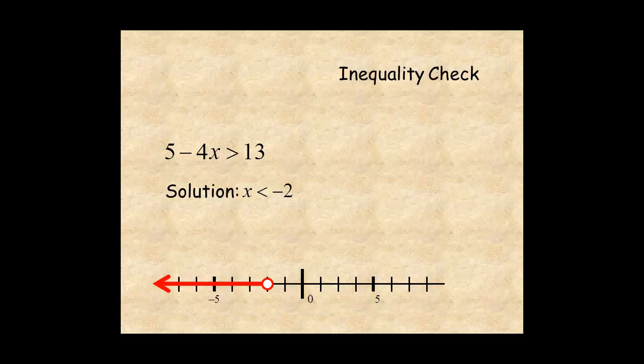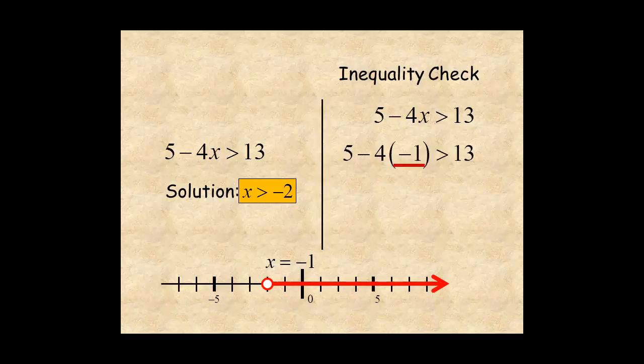If you forget to switch the direction of the inequality, the solution would be x greater than -2, and it won't check. A convenient value greater than -2 is x equals -1. When you substitute x equals -1 into the inequality, you get -4 times -1 is +4, and 5 plus 4 is 9. Since 9 is not greater than 13, the solution doesn't check. So you can see why the inequality check is so important.